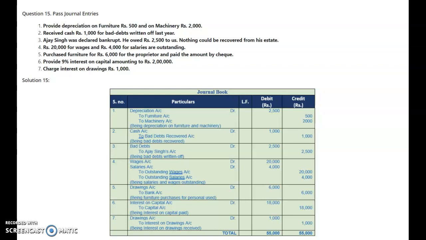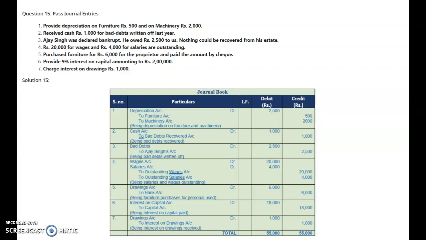Ajay Singh was declared bankrupt, insolvent. He owed us 2500. हमने उससे 2500 रुपीज लेने थे. Nothing could be recovered from his estate. तो ये सारा लॉस हो गया. हम एंट्री करेंगे bad debts account debit to अजय सिंह अकाउंट. Bad debts हमारा लॉस हो गया. कितने अमाउंट का? 2500, बिकॉज नथिंग कुड बी रिकवर्ड फ्रॉम हिज एस्टेट. उससे कुछ टोटल अमाउंट मिला नहीं है. Entry will be here bad debts account debit to Ajay Singh. So this way we had recorded this entry.